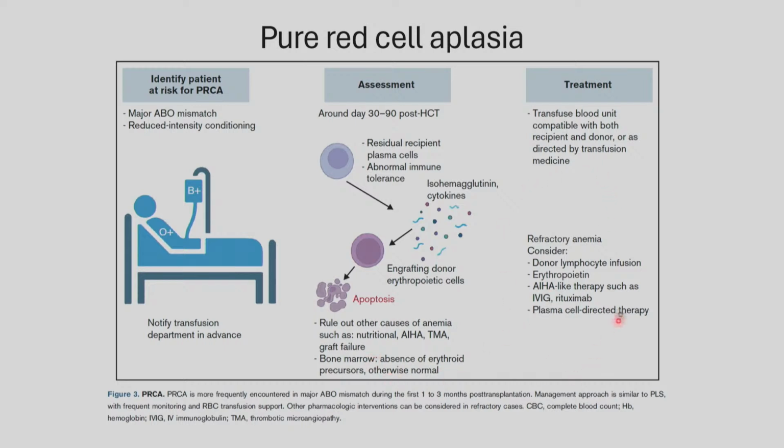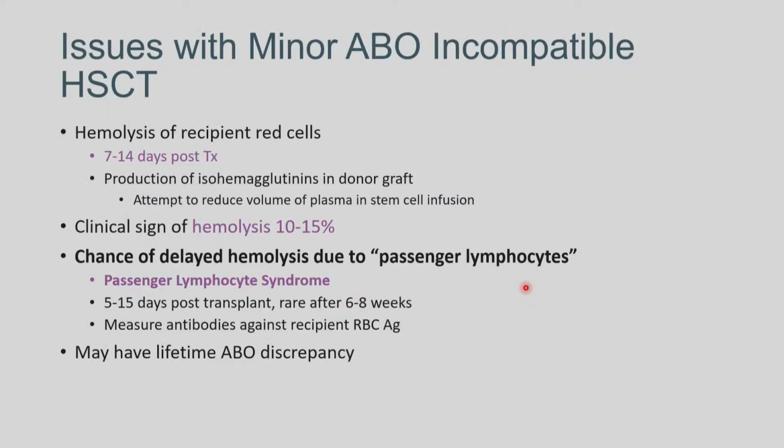So for the treatment, if you are having refractory anemia, you can use DLIs, you can use erythropoietin, you can use autoimmune hemolytic therapies like IVIGs and rituximab, and plasma cell-directed therapy like bortezomib you can use.